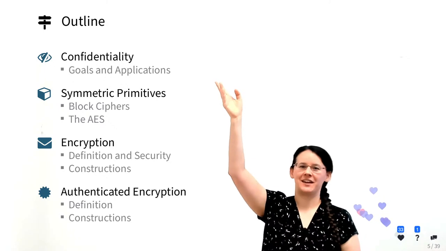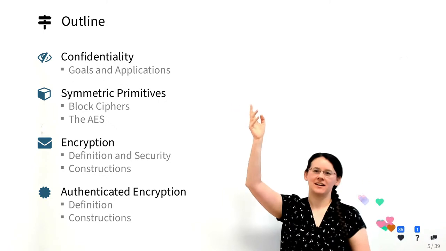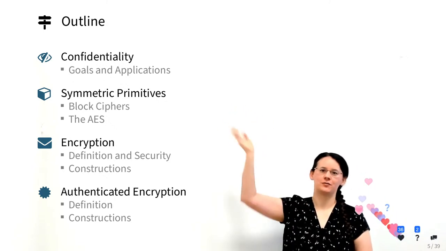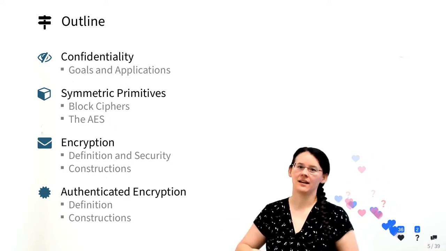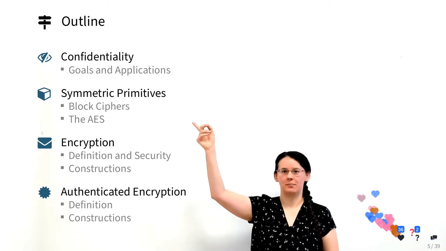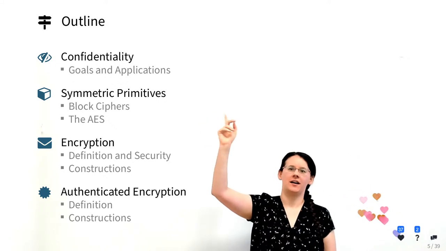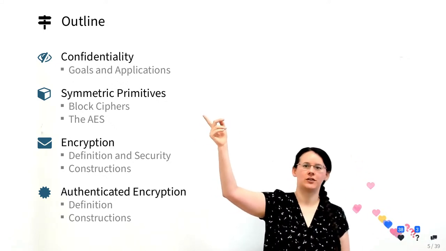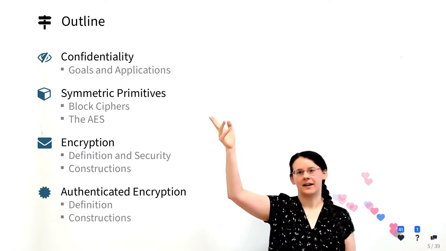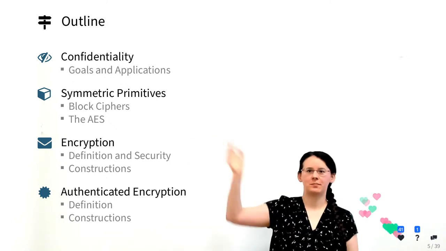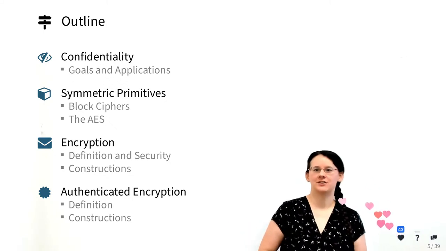So what's the outline for today? First, I want to introduce the security property that we talk about today, which is confidentiality. I want to first explain what the goals of this are and where it is applied. Then we want to talk about the building blocks that we already happily used last week, namely symmetric primitives. In particular, we're going to look at block ciphers, since those are the typical building blocks for encryption schemes. And we're going to look at a specific block cipher, which you might already have heard about, namely the AES, which many of you already mentioned in the first lecture.